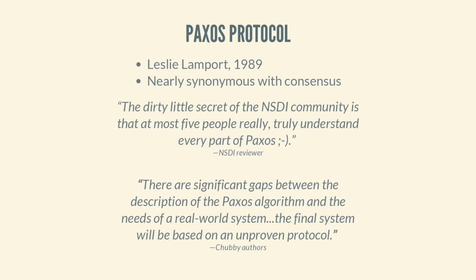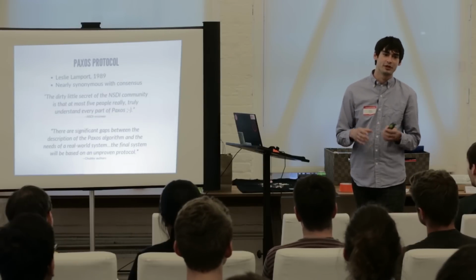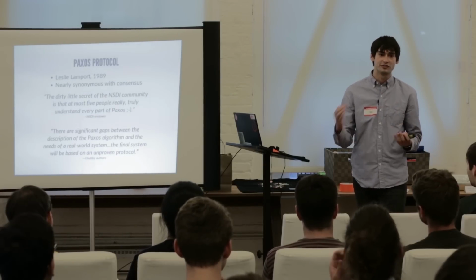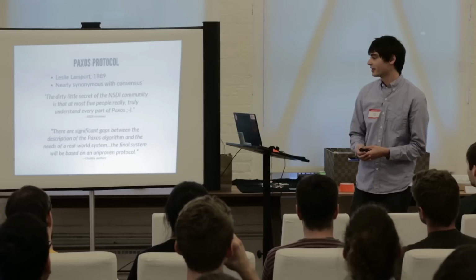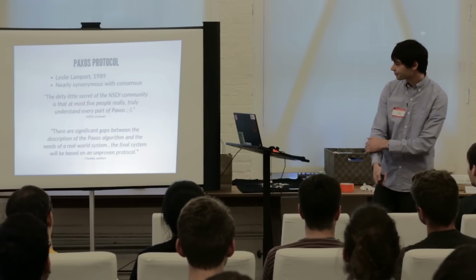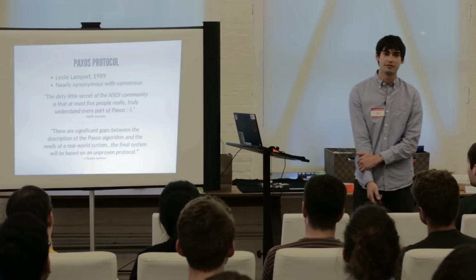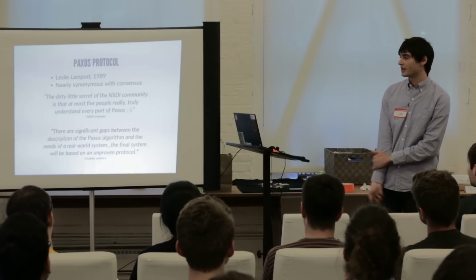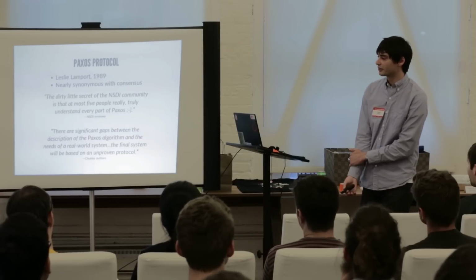And then it leaves you hanging. If you're trying to build a real system, as we were, there are significant gaps between the description of the Paxos algorithm and the needs of a real-world system, and the final system will be based on an unproven protocol. As in, even if you've got a proof of the core Paxos algorithm, by the time you extend and optimize it and end up with a real-world deployable system, you're nowhere close. And this is from Google's Chubby authors. That's a proprietary replicated state machine that they had inside Google.